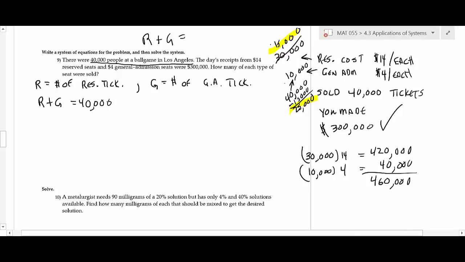When I was doing this by trial and errors, I was trying to help you understand that. For instance, we did 30,000 and 10,000. That adds up to 40,000. That's the relationship between R and G. Does that make sense? Okay.